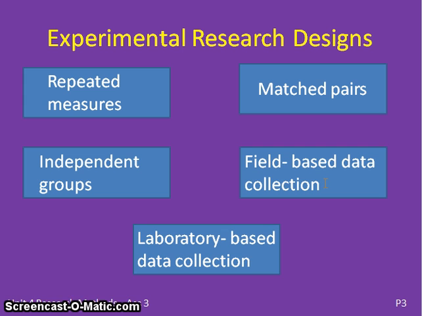Field-based data collection. This is when data is collected not in the lab, but in the real world. Data collection could happen anywhere apart from in the lab. The disadvantage of this is you can't control all the variables, making it quite unreliable. For example, if you were testing a javelin throw, you could throw one week into the wind, and the next week you could be throwing out of the wind, and this could affect your results.